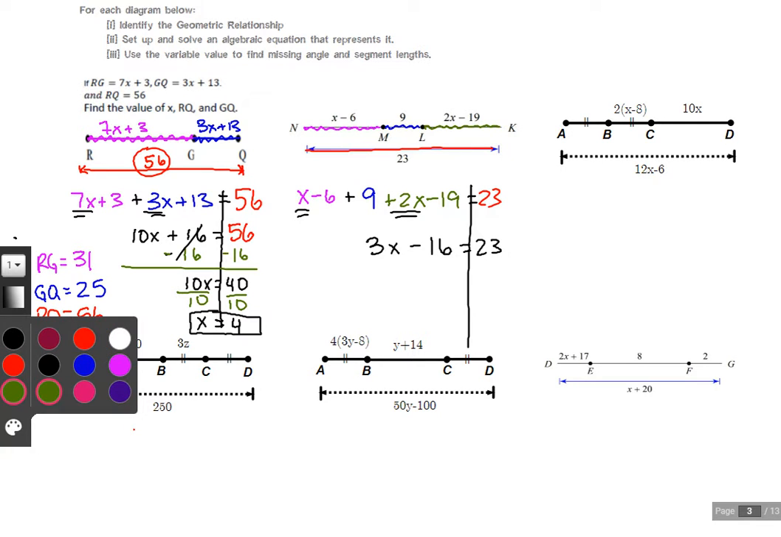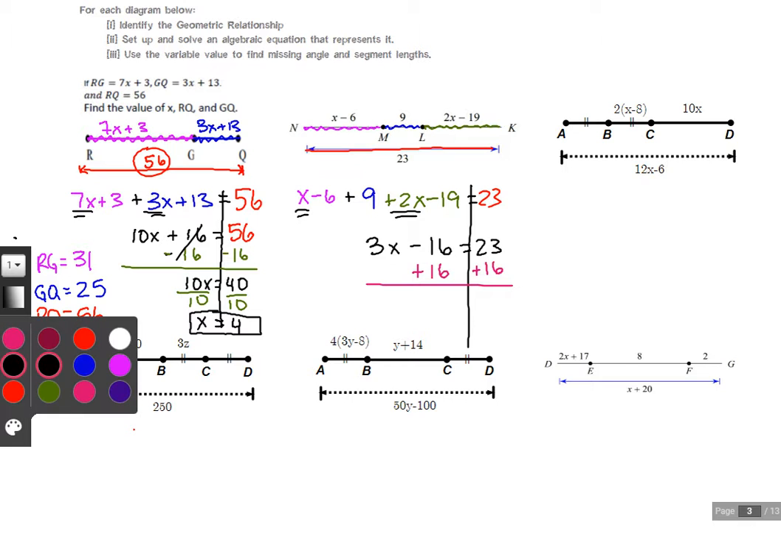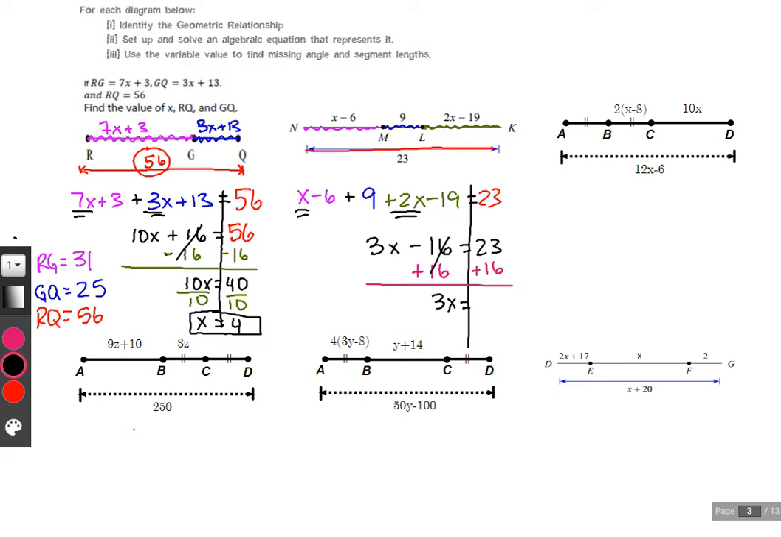Adding 16 to invert the negative 16, of course, on both sides. We'll leave 3x, the same as 39. Dividing by 3, which I'm running out of space here to do, but if we divide both sides by 3, we shall get x equals 13.